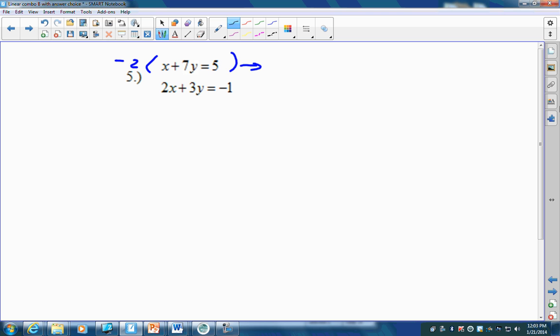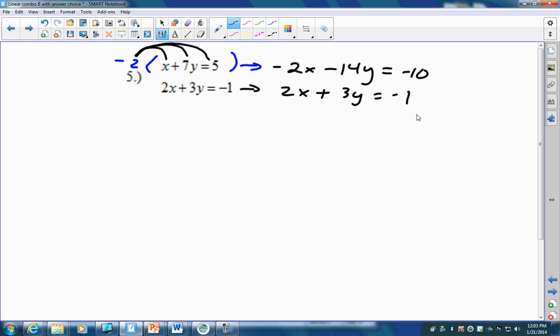So as I go to rewrite it, negative 2 times x, negative 2x. Negative 2 times 7y, negative 14y. Negative 2 times 5 equals negative 10. Rewrite the bottom one. Now when you put them together, does one of the letters disappear? Yes, it does. So you'll be able to solve it from there.